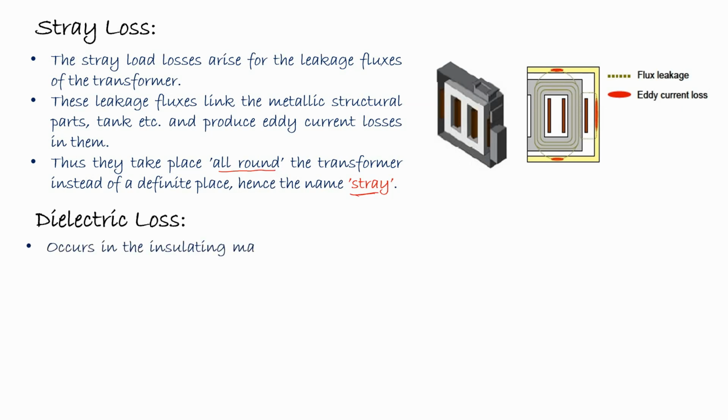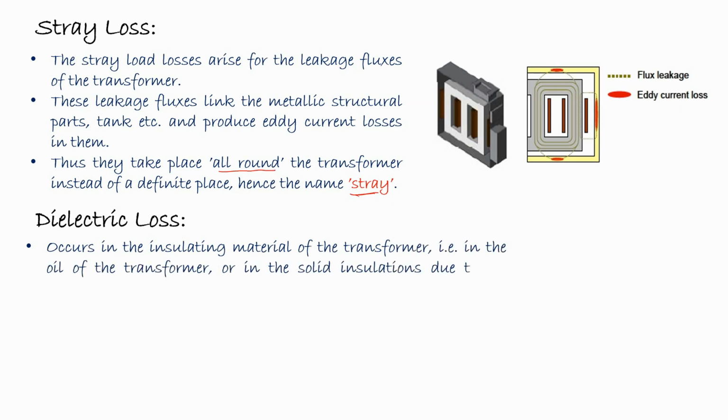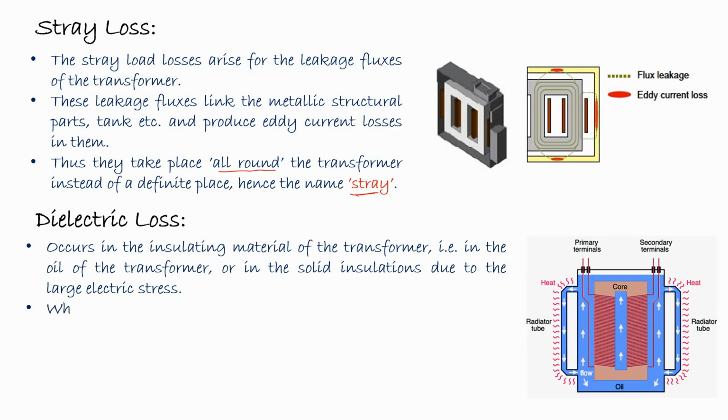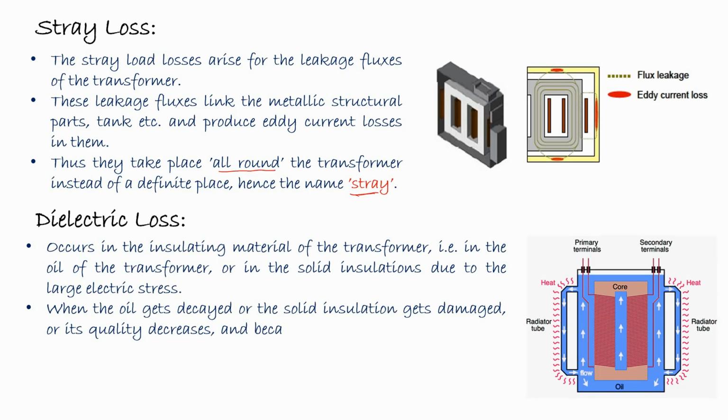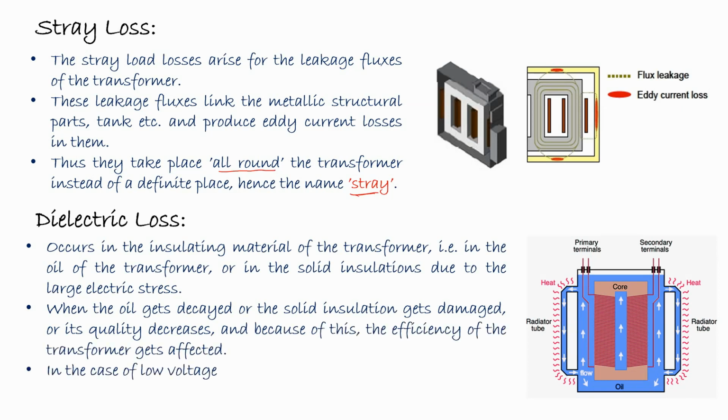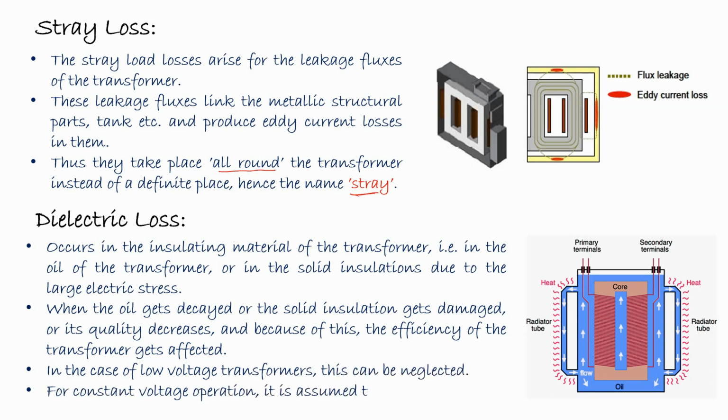Next is the dielectric loss. It basically occurs in the insulating material of the transformer, that is in the oil of the transformer or in the solid insulation, due to the large electric stresses. When the oil gets decayed or the solid insulation gets damaged or its quality gradually decreases, then these losses will occur. So in the case of a low voltage transformer, it is so small that we can ignore it. But for a large size transformer, this loss is something we can consider.